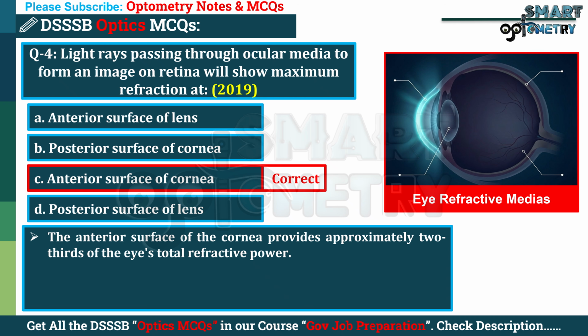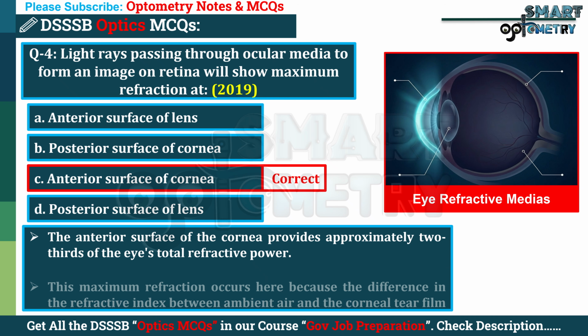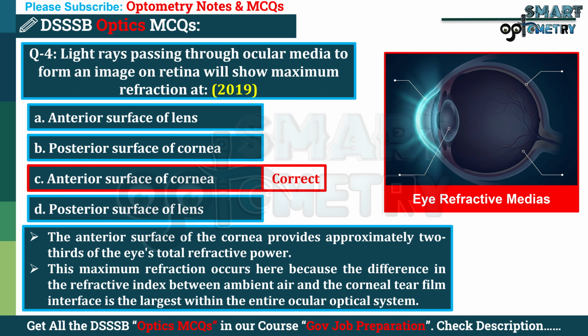Explanation: the anterior surface of the cornea provides approximately 2/3 of the eye's total refractive power. This maximum refraction occurs here because the difference in the refractive index between ambient air and the corneal tear film interface is the largest within the entire ocular optical system.